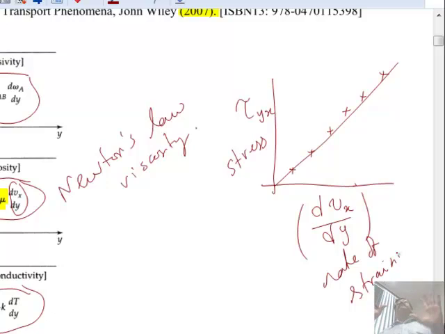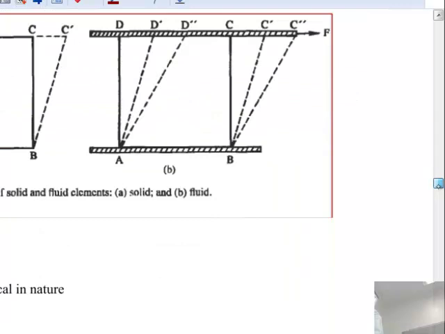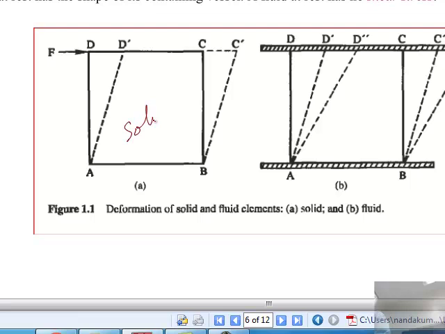So think of this experiment. I think maybe I have that later on. Here I have a picture. The left-hand side is a solid. The right-hand side is a fluid. So we are trying to understand Newton's law of viscosity through this thought experiment. In a solid, the bottom is fixed, and I apply a force F on the top.